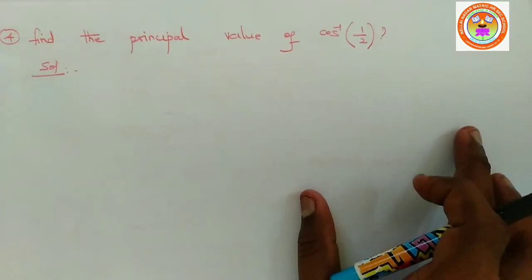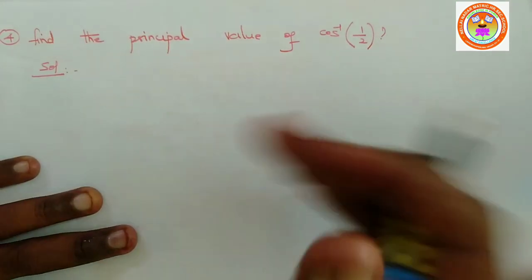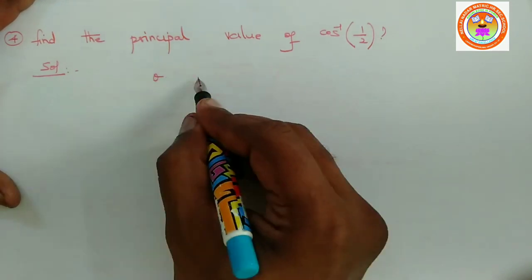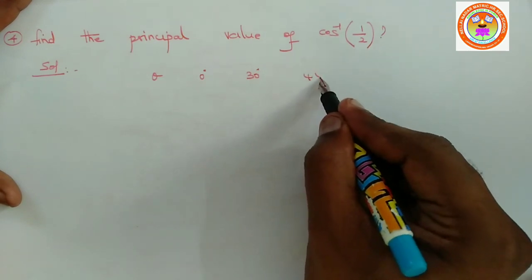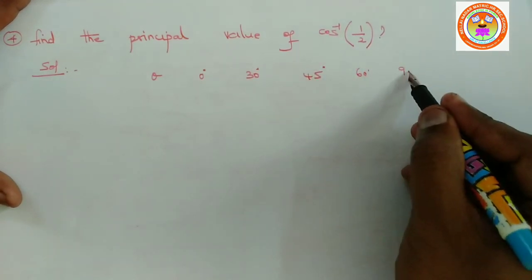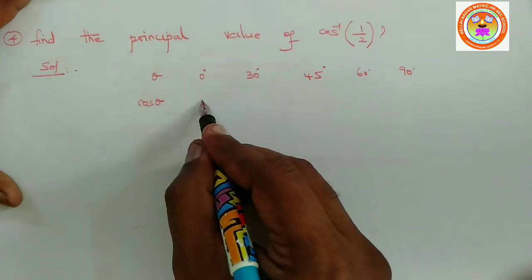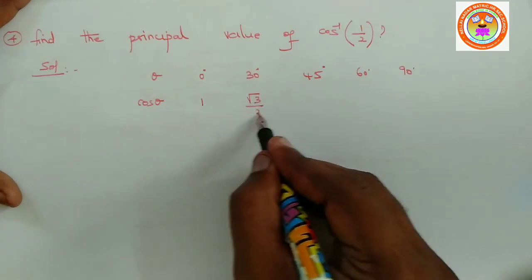For the sum, very, very easy sum. Find the principal value of cos inverse of 1 by 2. We know the table which we study in the lower standard, 9th standard: theta 0 degree, 30 degree, 45 degree, 60 degree, 90 degree, cos theta. Cos 0 is nothing but 1. Cos 30 is nothing but square root of 3 by 2.